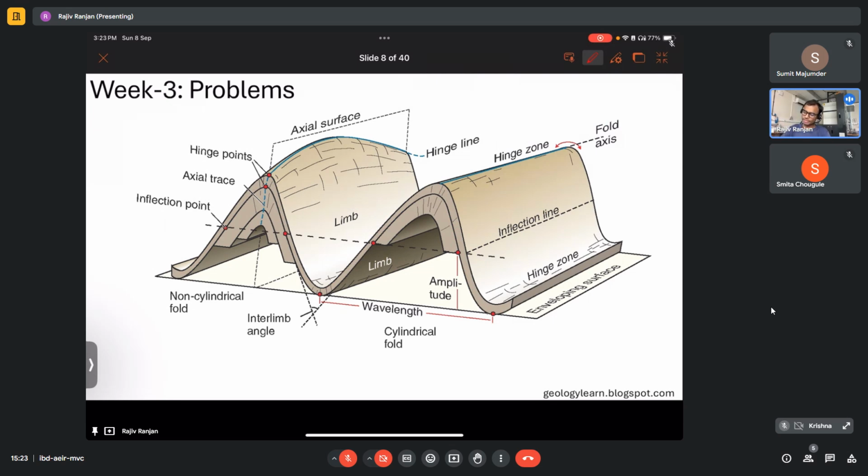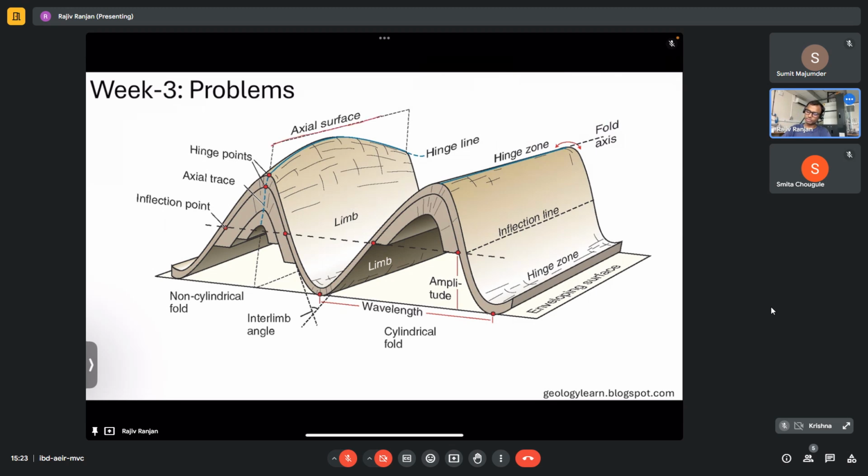Axial trace is what? Axial trace is the trace of this axial surface. Hinge point is the point of that line. Suppose this is the hinge line of this fold. Looking at the profile plane, which is perpendicular to the hinge line, the hinge line will appear as a point, and that point is known as the hinge point. If you have multiple layers of folding, you will have a number of hinge points, right?